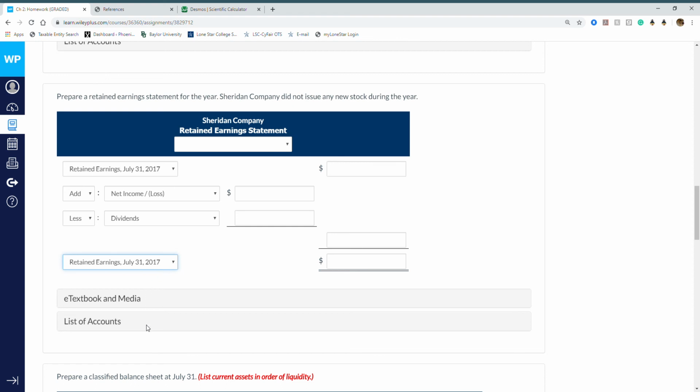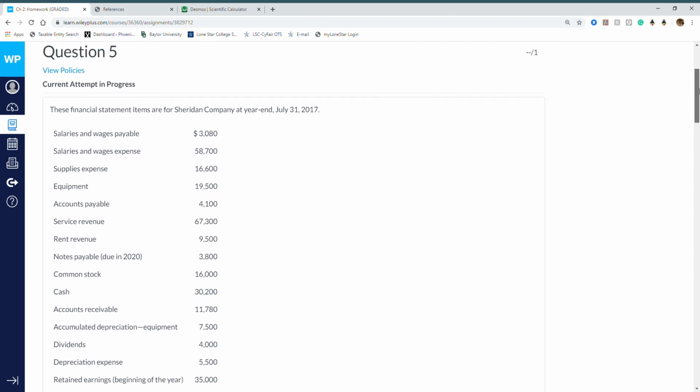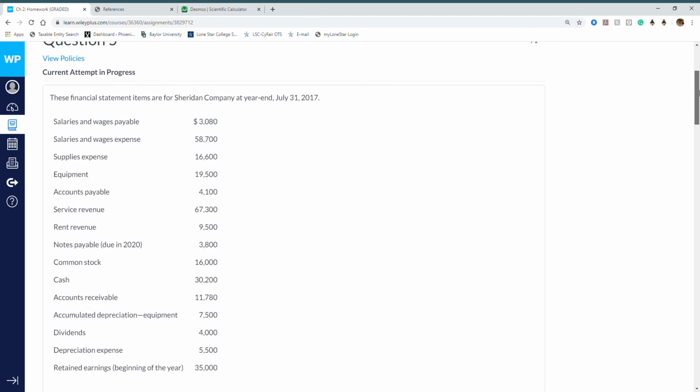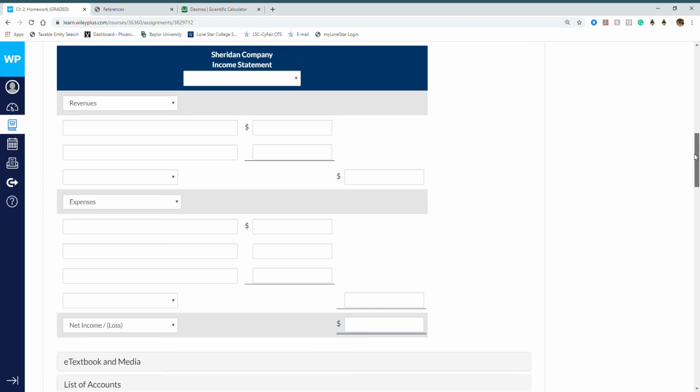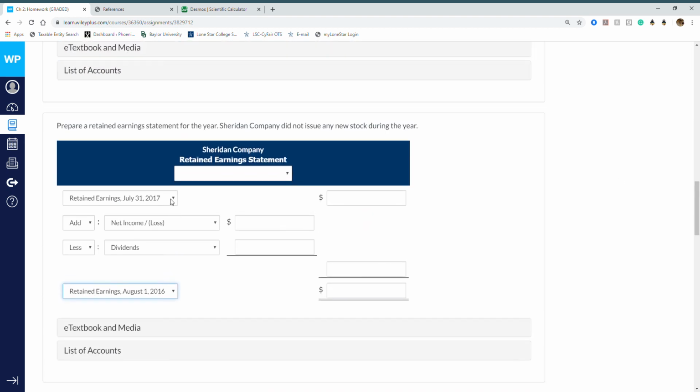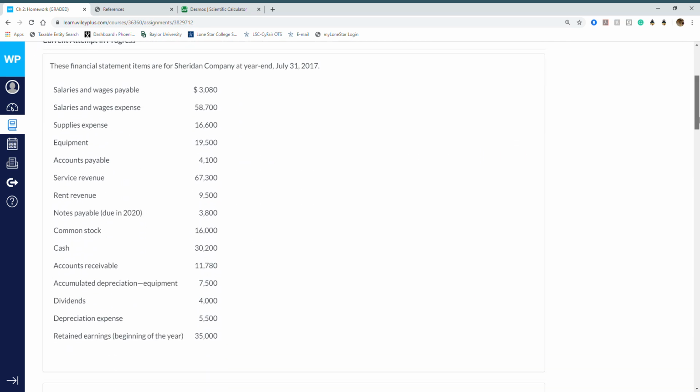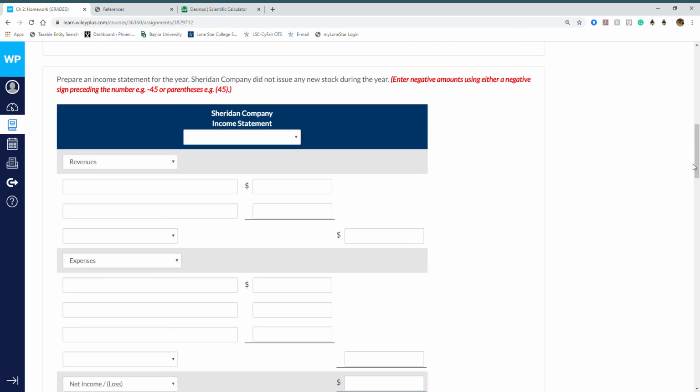Oh, wrong one. Should be retained earnings August. Okay, something's off there. Let me see what's going on. So we have the beginning retained earnings. These financial statement items are for Sheridan Company at end of July 31st, 2017. Okay, so this one's August 1st, 2016. This is July 31st, 2017, to give you the full year. Their year is pretty much off. It's a different fiscal year. Okay, so nothing bad there. That current year in July 31st. So this is for the year ended.